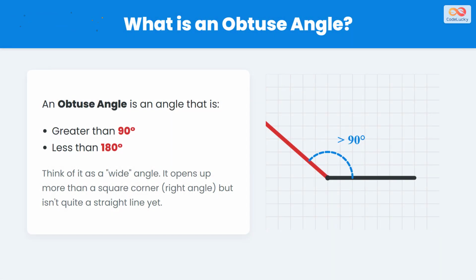So, what exactly is an obtuse angle? It is simply any angle that is greater than 90 degrees, but less than 180 degrees. Think of it as opening a door wider than usual.